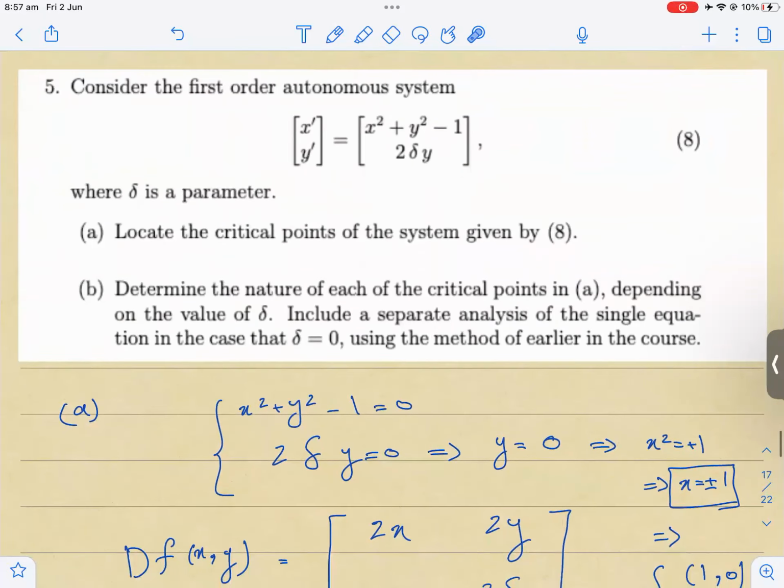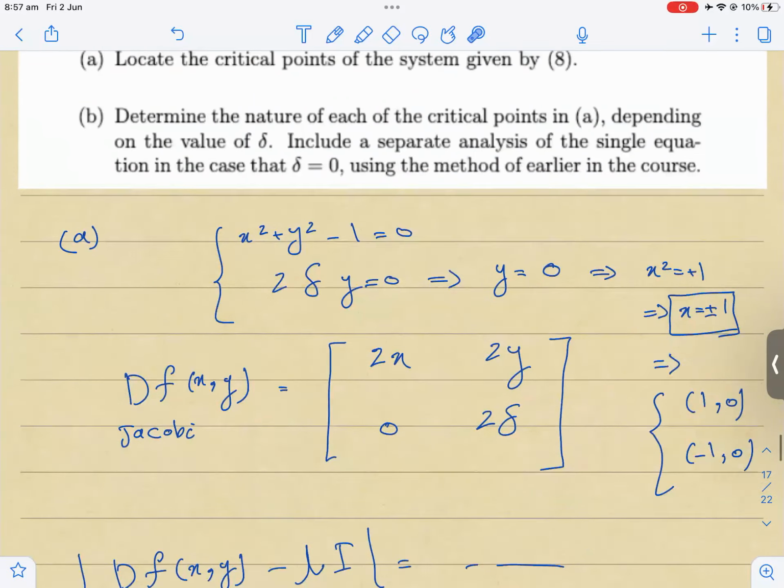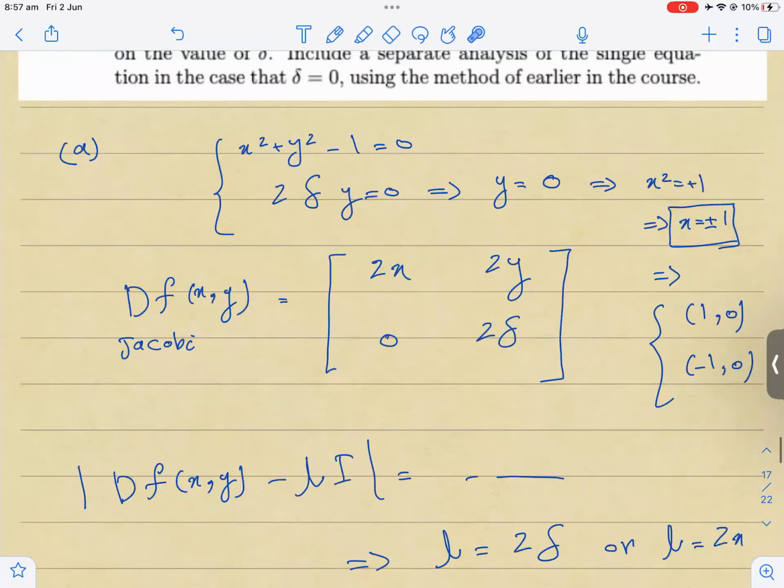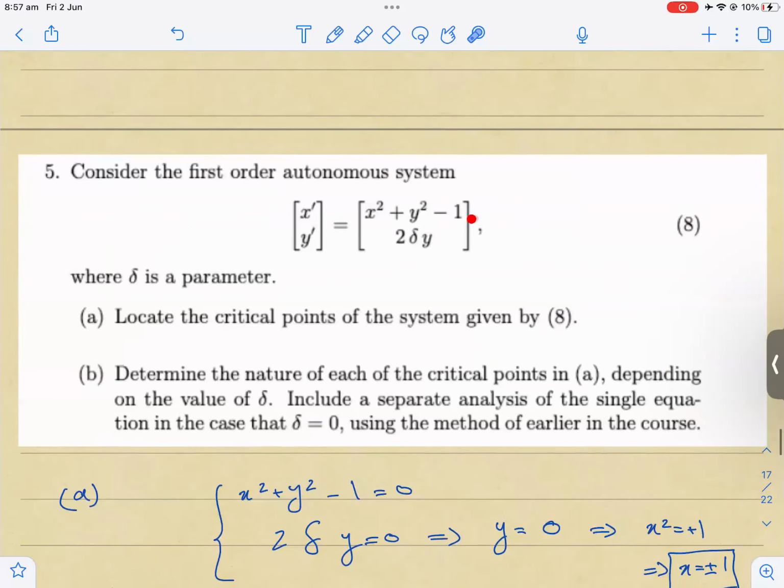Week 5, x squared, y squared. How to obtain the critical points? It must be 0, 0 here. So y is 0, x will be plus minus 1. So the Jacobi matrix or derivative matrix for this one, we have talked about this. So this will be 2x, 2y. So I just obtained it from here and here.